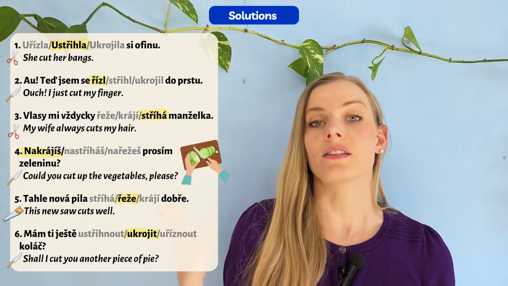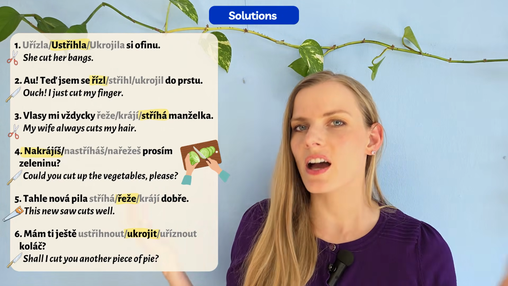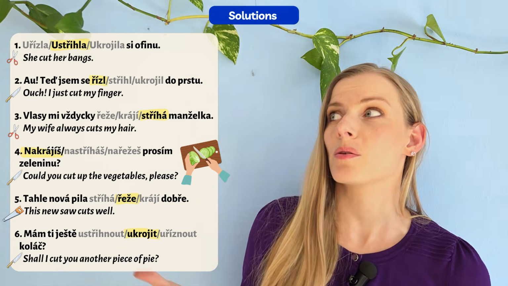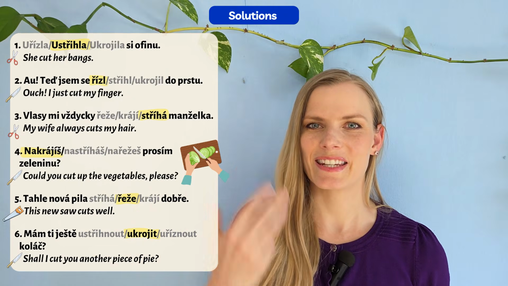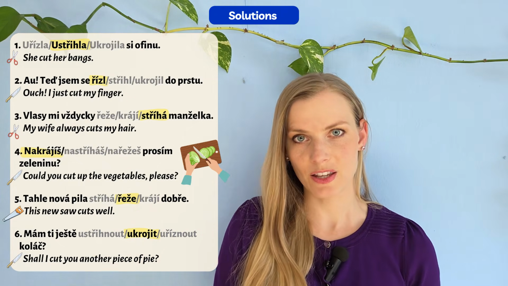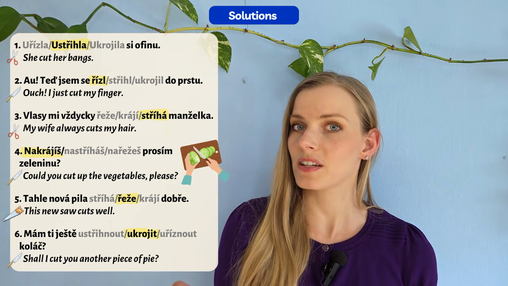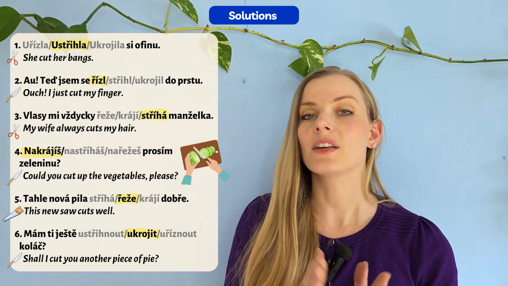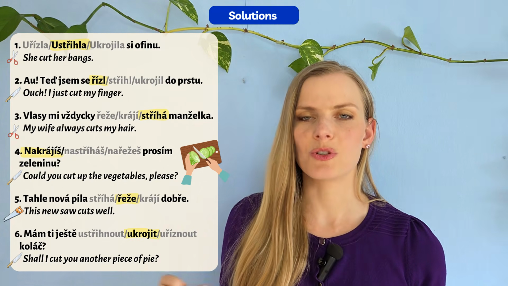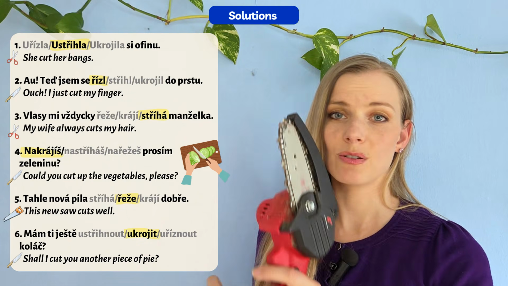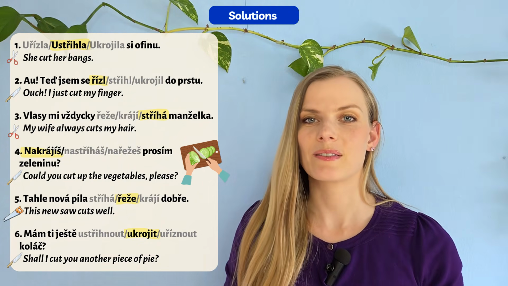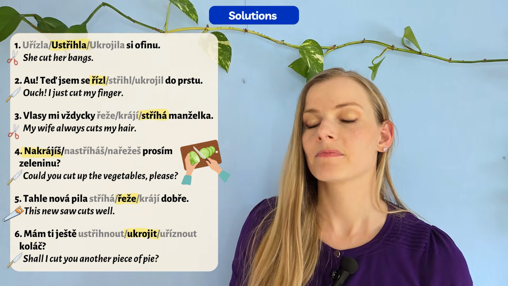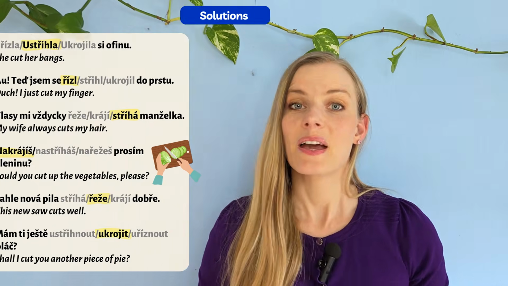Číslo 3. Vlasy mi vždycky stříhá moje manželka. Stříhá, because it's with scissors, probably. Číslo 4. Nakrájíš, prosím, zeleninu? We're assuming it's with a knife. Nakrájíš. Číslo 5. Tahle nová pila řeže dobře. A číslo 6. Mám ti ještě ukrojit koláč. Ukrojit. Cut. Another piece. Well done!